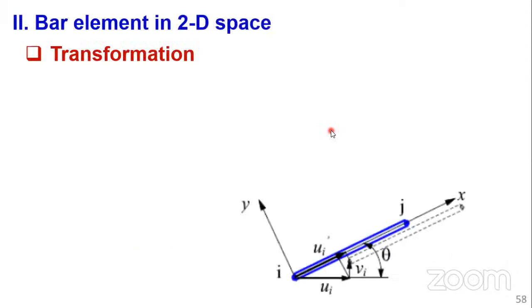So let's see how we do this transformation. I start with this bar element oriented arbitrarily in that direction. So we are saying that globally, we have this coordinate.